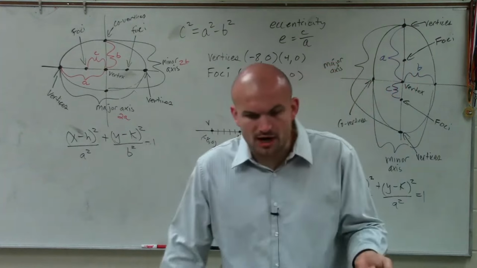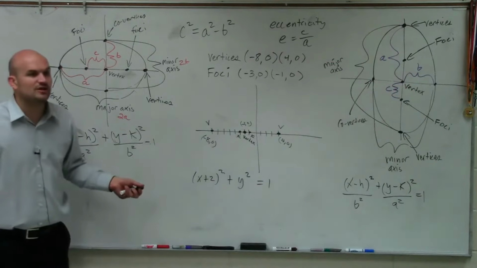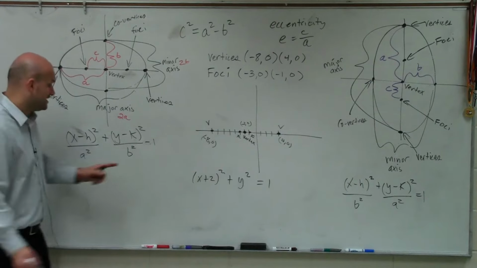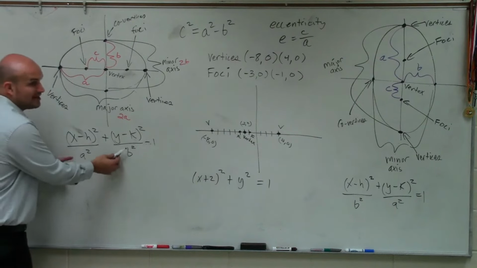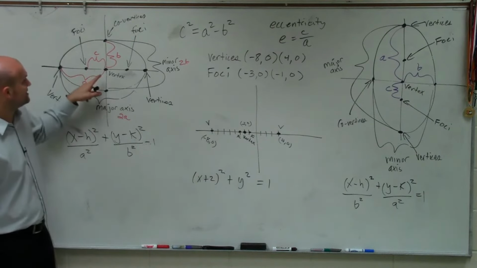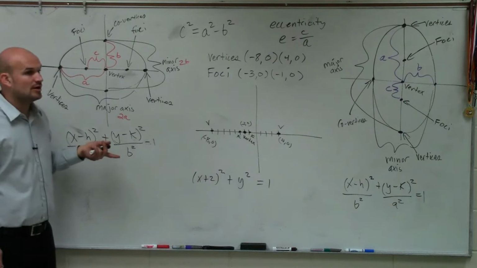So now, Sean, can we find the value of a? Because now we need to figure out what a and b are, right? Yes? We need to figure out what a and b are. A, remember, is the distance from the vertex to the vertice. So do we know one of those distances? Yes. And what is it?